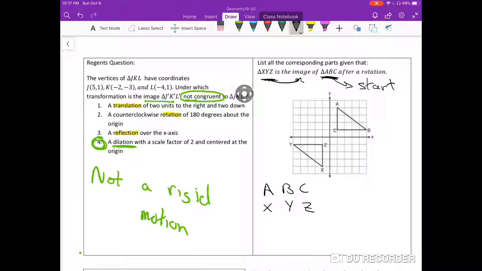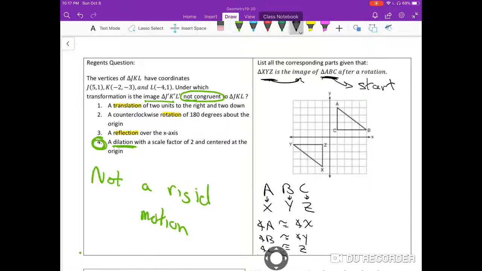Because I stacked these on top of each other, it helps me figure out which sides line up with one another. Because the A is on top of the X, the B is on top of the Y, and the C is on top of the Z, that tells me that angle A is congruent or corresponds to angle X. Angle B corresponds to angle Y, and angle C corresponds to angle Z.